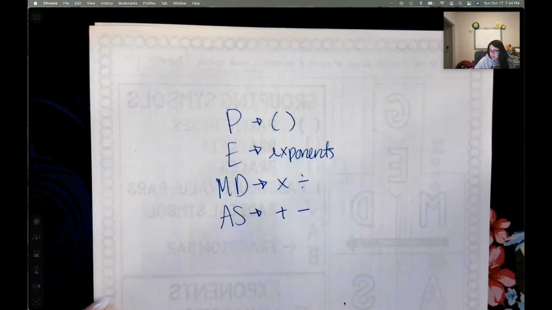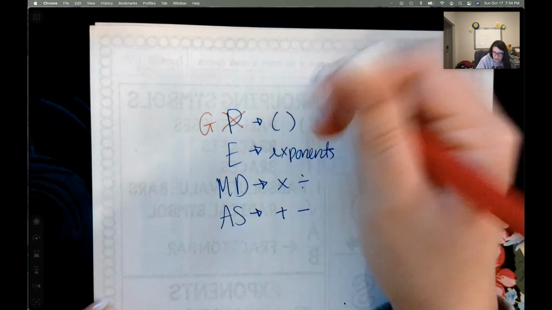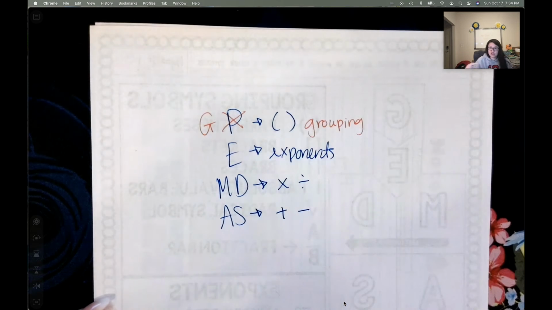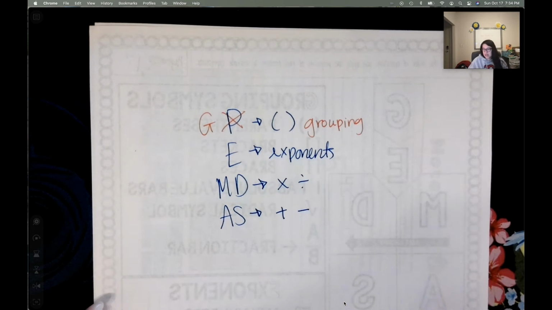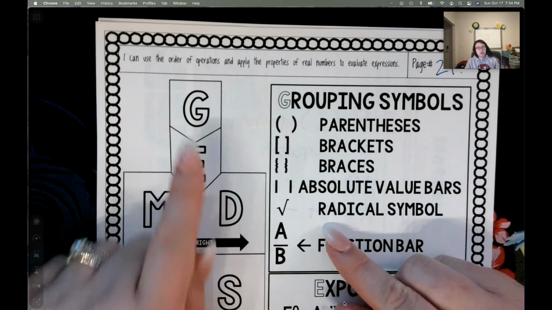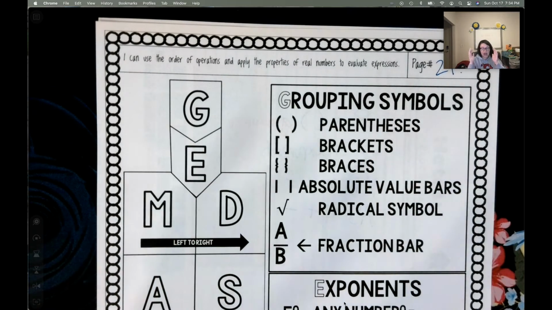We don't like to do PEMDAS in middle school. We like to do GEMDAS, where the G stands for grouping. And I'm going to show you on the notes what I mean when I say grouping. So when you think PEMDAS, we're going to try to get rid of PEMDAS. We're going to be thinking about GEMDAS now, okay? GEMDAS. So the G, like I said, stands for grouping symbols. This means that I have this group of stuff that I have to do before I can do everything else.